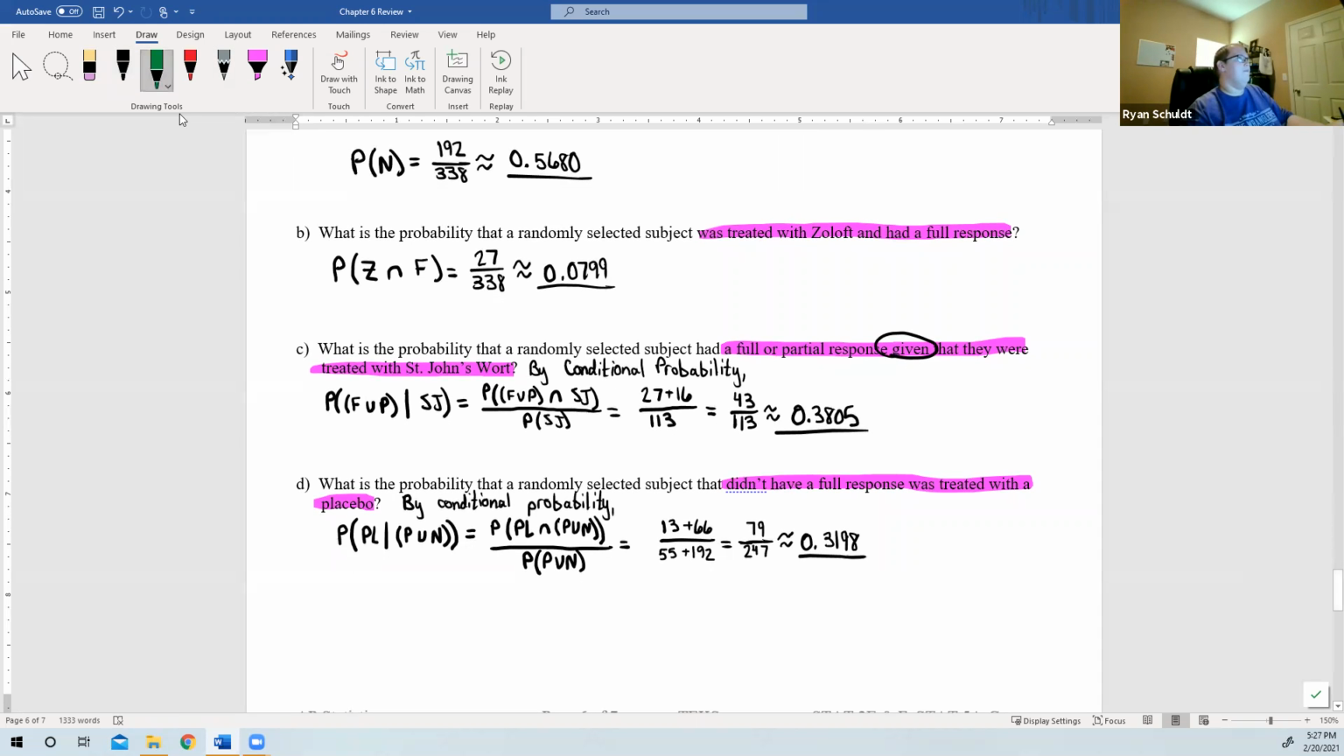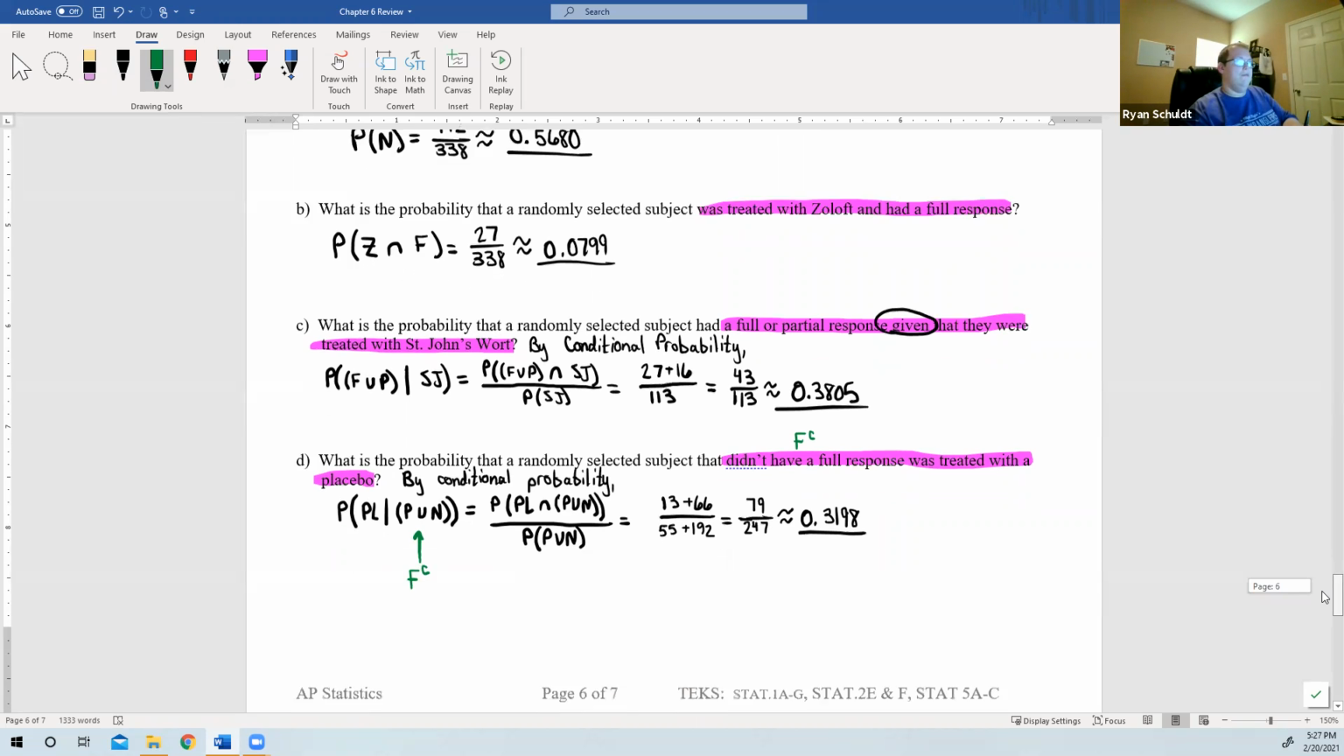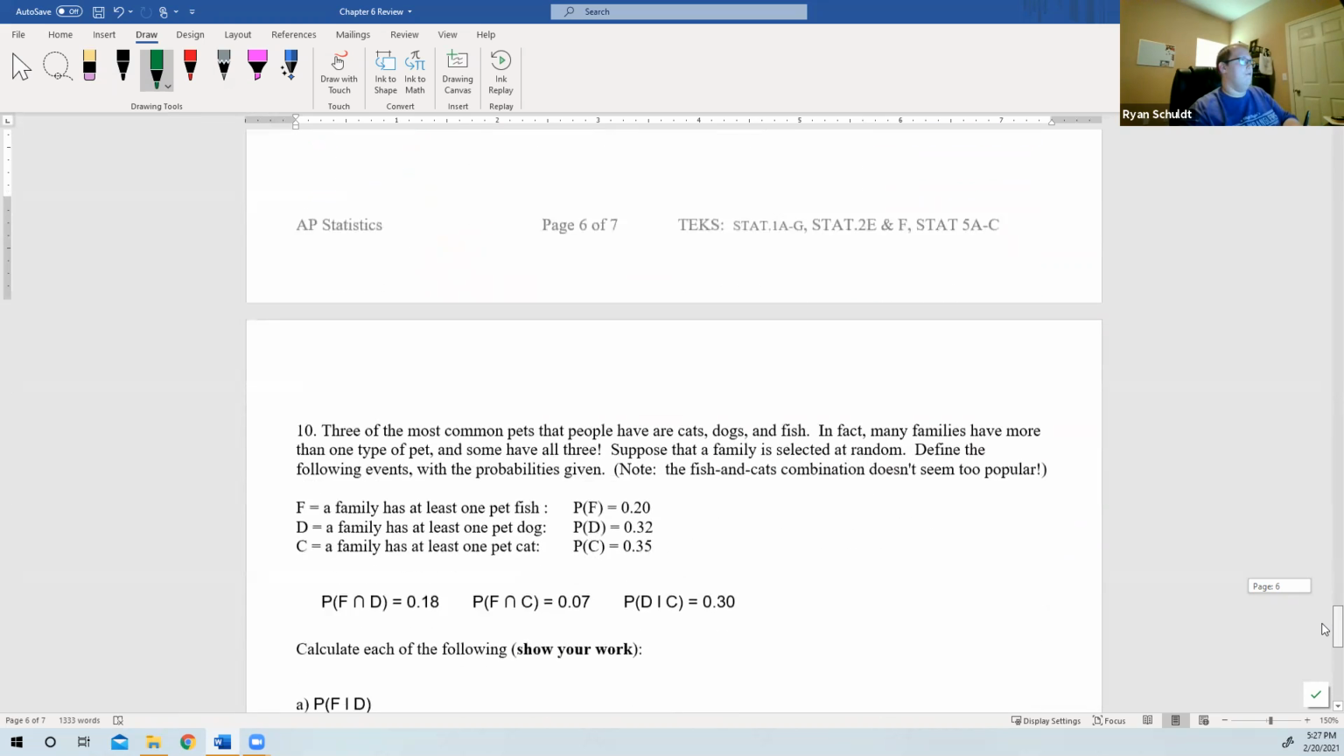Now, how did I get partial or none? Because this is F complement, didn't have a full response. That's F complement. So that's how I got that value. Okay, that's number 9. Last one, number 10. We're getting there.